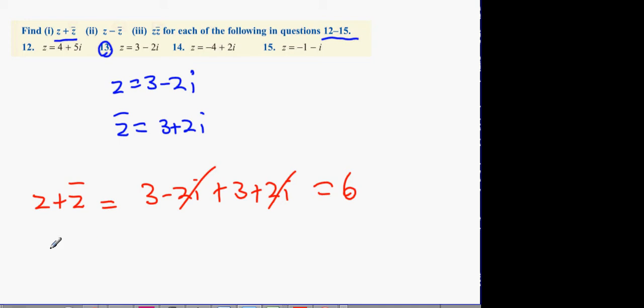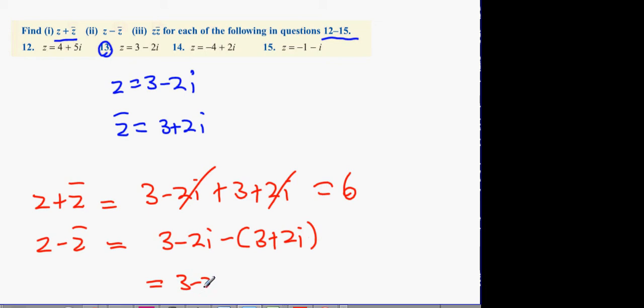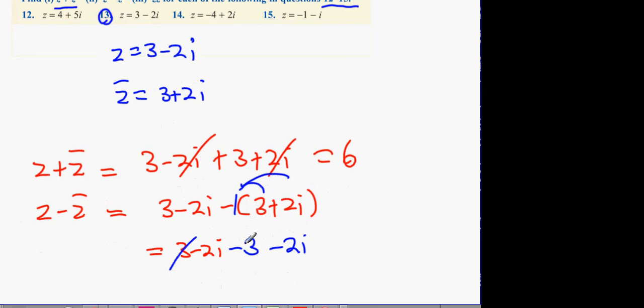The next one, Z minus its conjugate, is going to be 3 minus 2i minus 3 plus 2i. Remember there's a minus 1 in here when there's nothing beside the bracket. So it's going to be 3 minus 2i minus 3 minus 2i. The 3's will cancel, 3 minus 3 is 0, and minus 2i minus 2i is minus 4i. So we can see that they're actually quite easy once you get what the conjugate is.